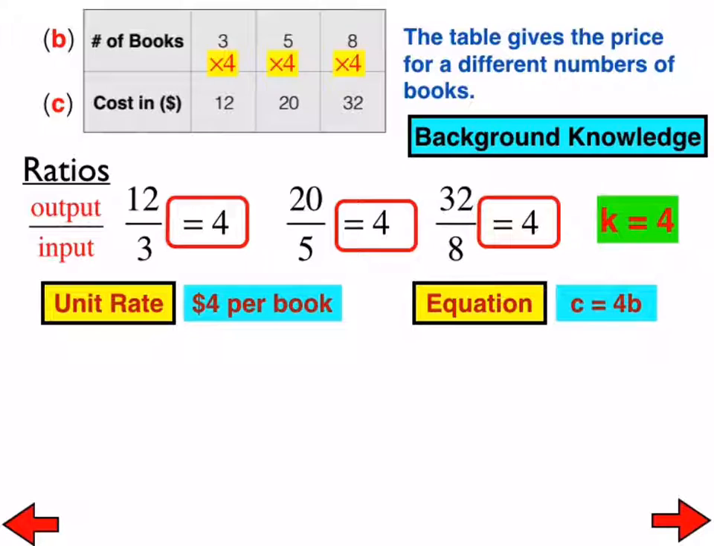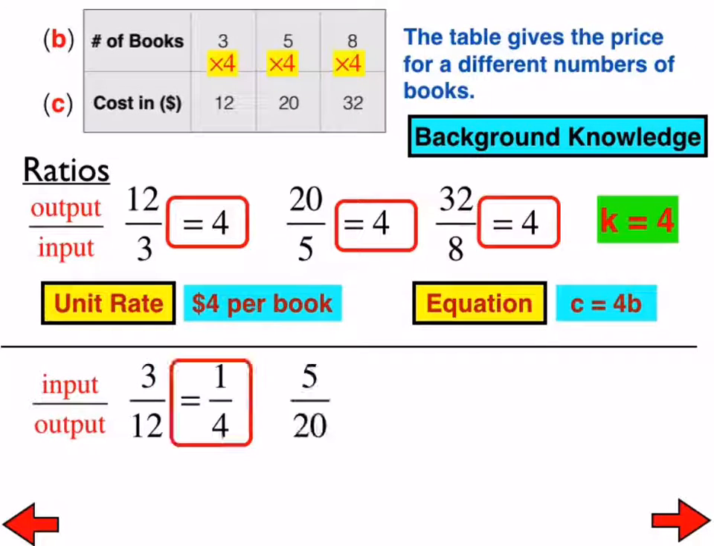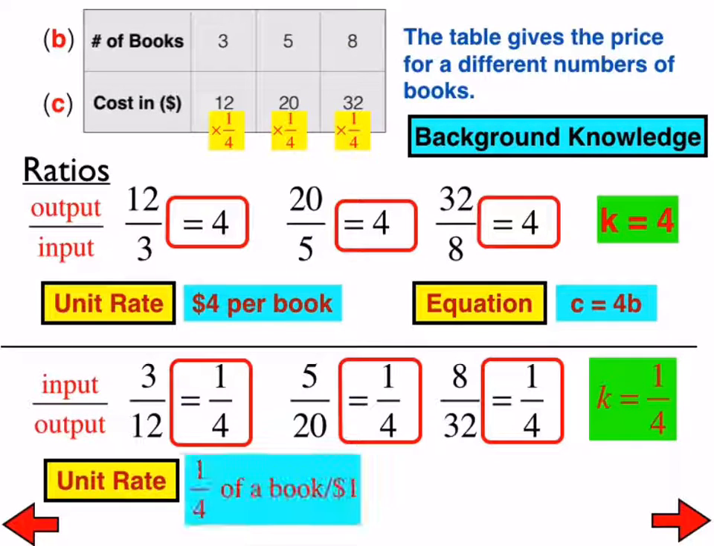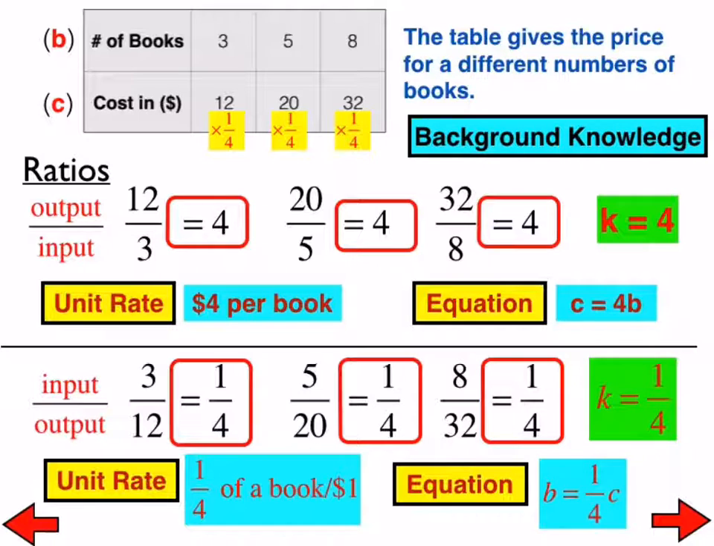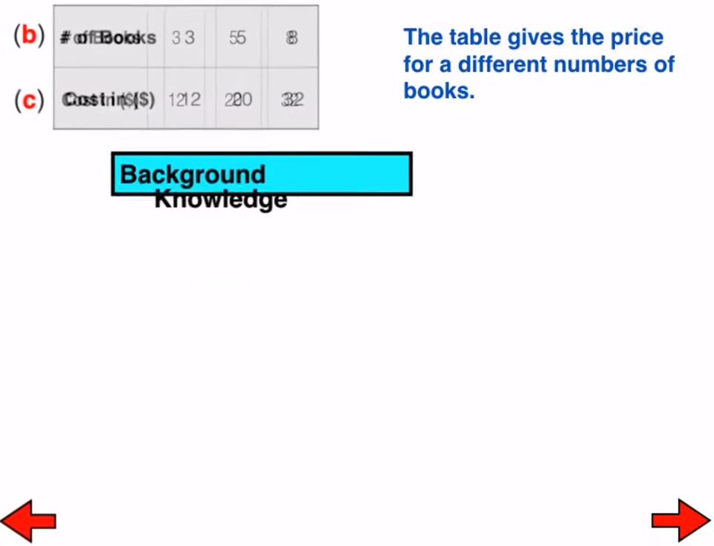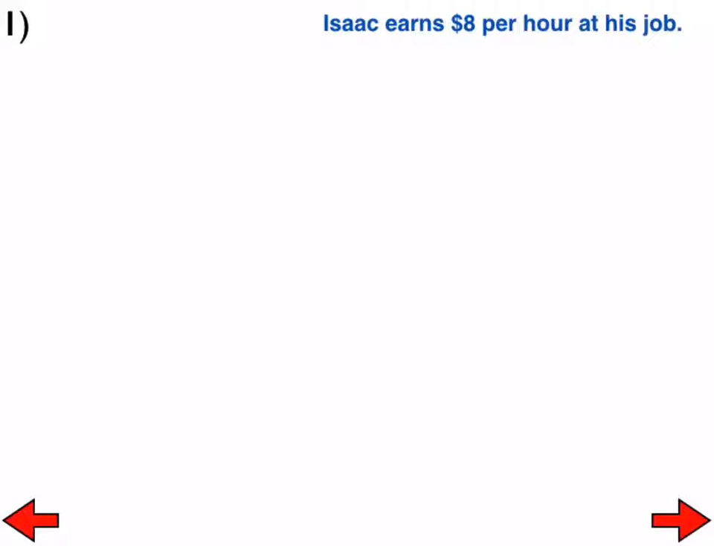Sometimes it makes sense to go the other direction, not so much in this one, because when we deal with input over output and we look at the unit rate, we end up with 1/4 of a book per dollar, and of course that makes absolutely no sense whatsoever. But sometimes we do want to go in the other direction. Okay? And of course $4 per book is the one that makes the most sense. And then we've added to that piece graphing, and of course this is proportional for the other reasons, but also because it is linear and goes through the origin.